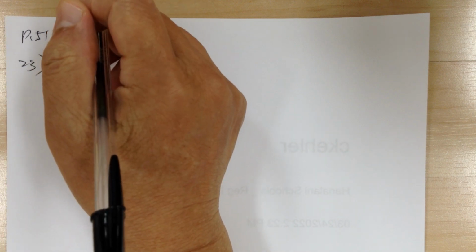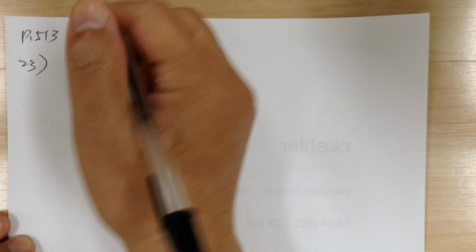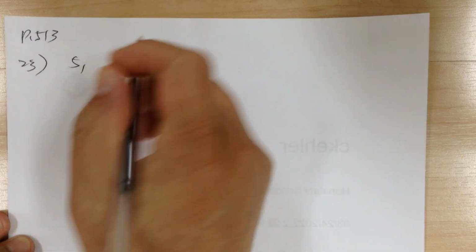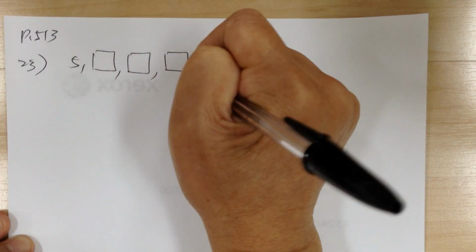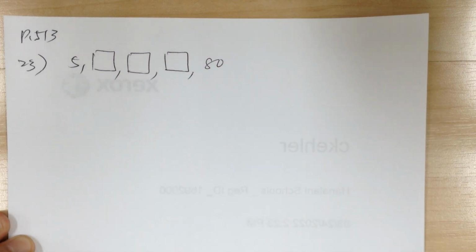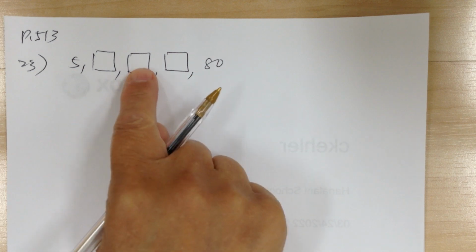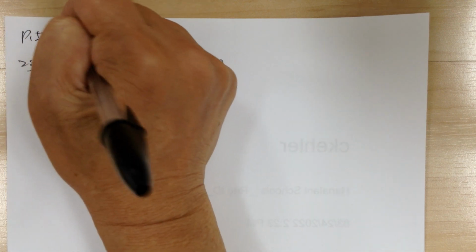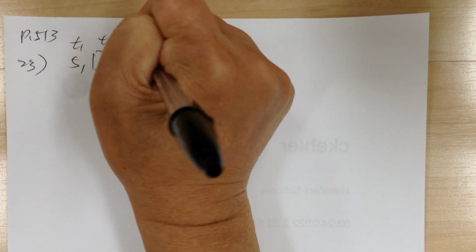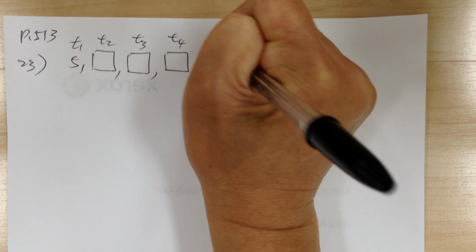Let's go to number 23. Now you're going to find 3 numbers in between. You have 5, and you're going to put 3 numbers in between, so 1, 2, 3, and then you have 80. It's not too bad because you have a middle number, so figure out the middle number first. That's your T1, T2, T3, T4, T5.